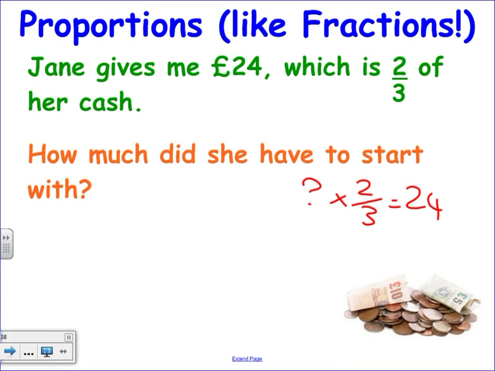So can you remember how we solve that? How do we solve it? Divide by 3 times... Not quite. We're looking for the original amount. Flip it around. We flipped it, yeah. So we said 24 times by 3 over 2.